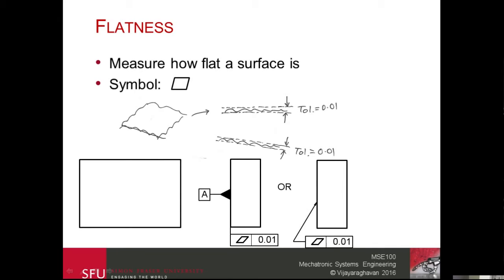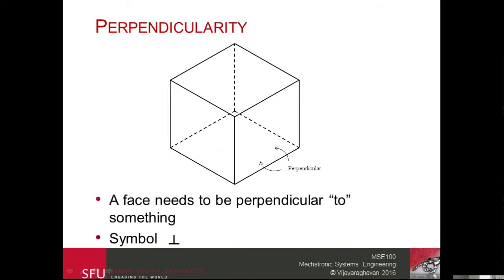Once you define the flatness, you add a label to it. So rather than each time referring to the surface as the surface which is within 0.01 millimeters tolerance, I'm going to call it surface A, and we'll see where this comes in handy in the next step.